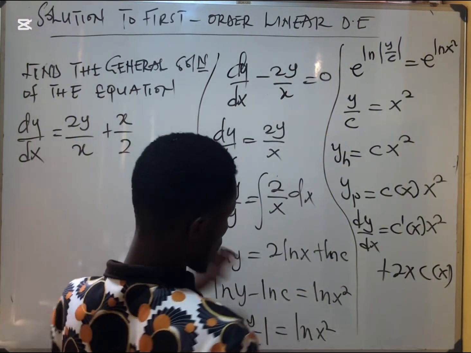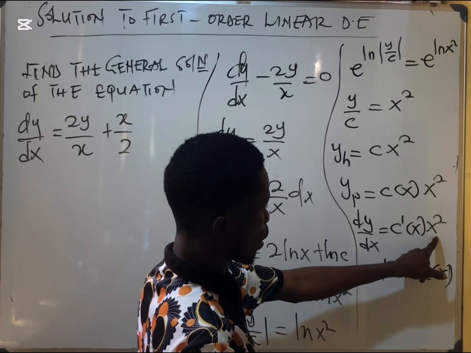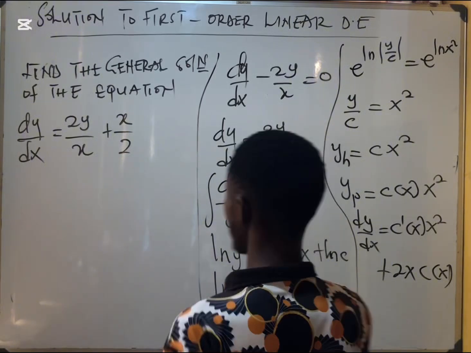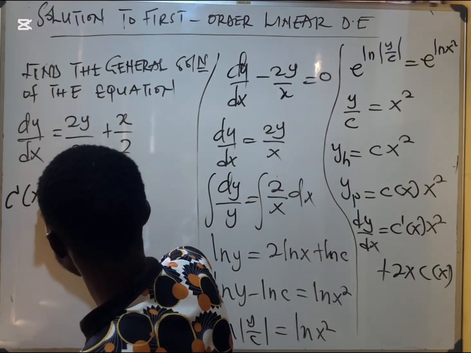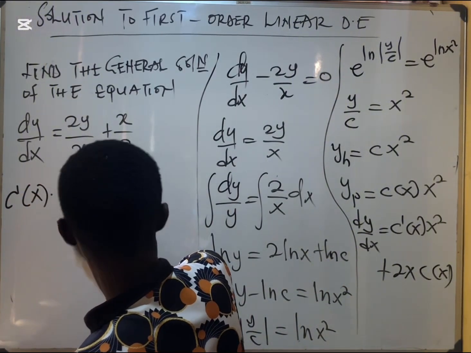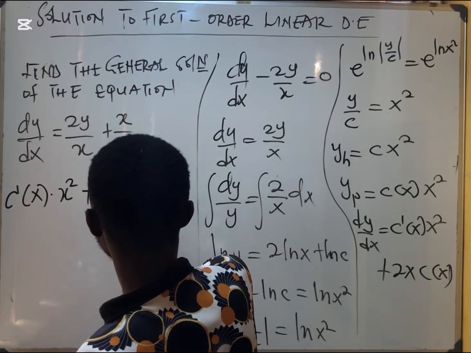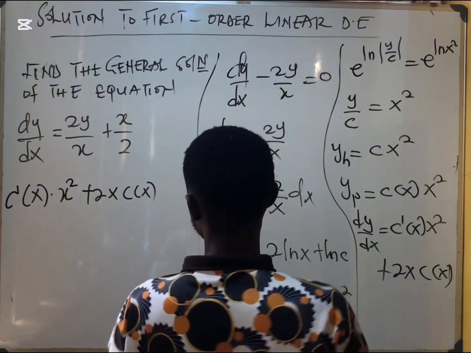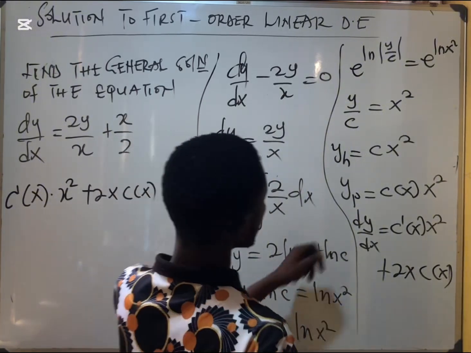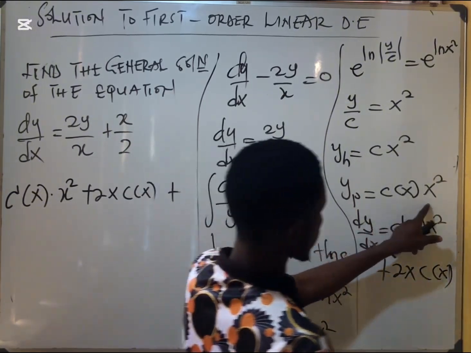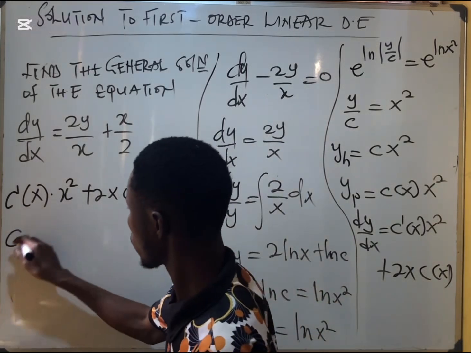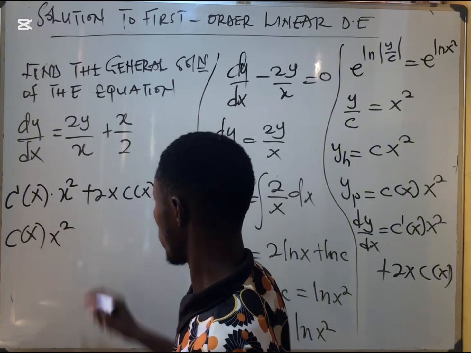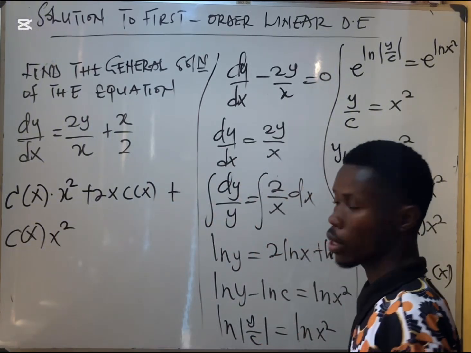So dy/dx is c prime of x times x squared plus 2x times c of x. So we have c prime of x times x squared plus 2x times c of x, plus y of p is c of x times x squared. This is what we have.